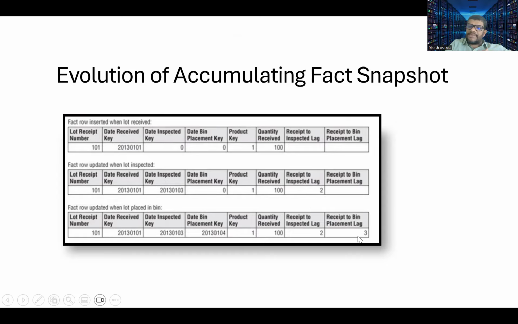Until you receive the transaction and place it in the bin, it's accumulating because it doesn't happen on the same day, right? These are a little rare, and performance-wise not very recommended, but there can be cases where we need to adapt to this type of design.